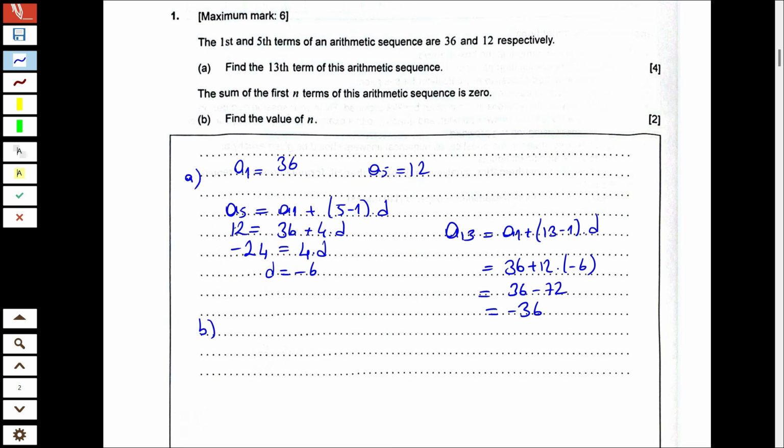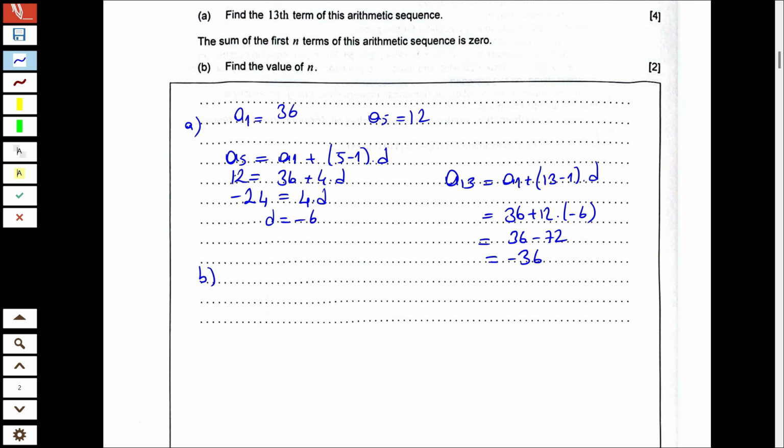In the second question, the sum of the first n terms of this arithmetic sequence is 0. Find the value of n. So how are we going to find the sum of the first n terms? We call it Sn. It is n divided by 2 times a sub 1 plus a sub n, or you can write a sub 1 plus n minus 1 times d.